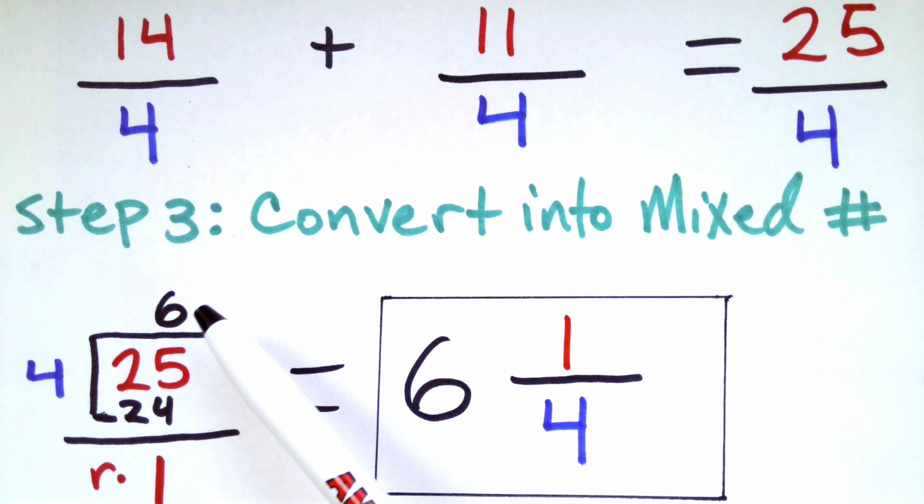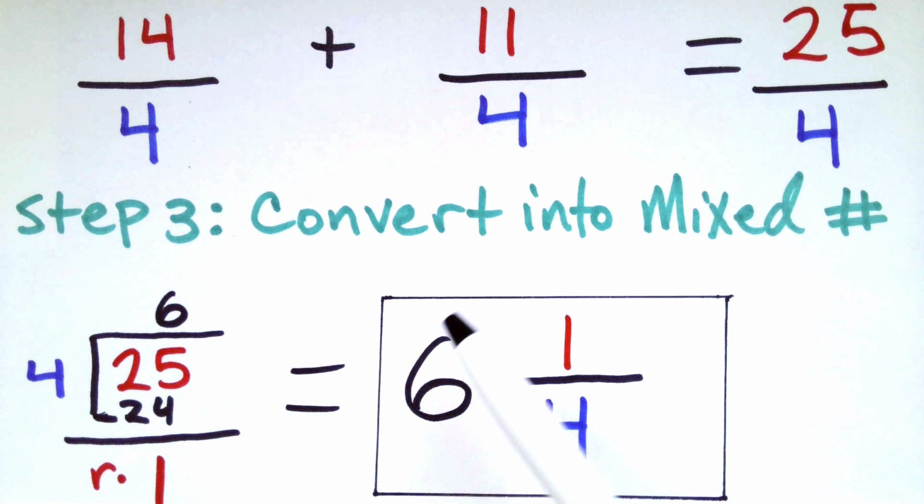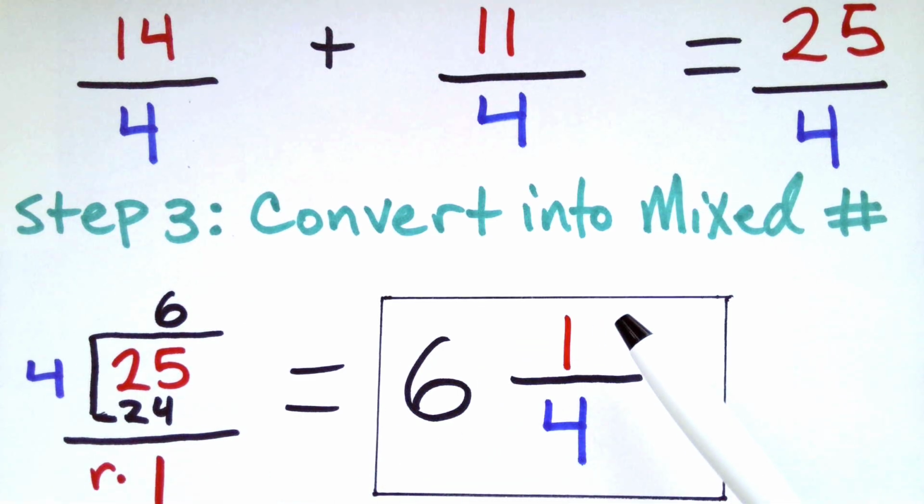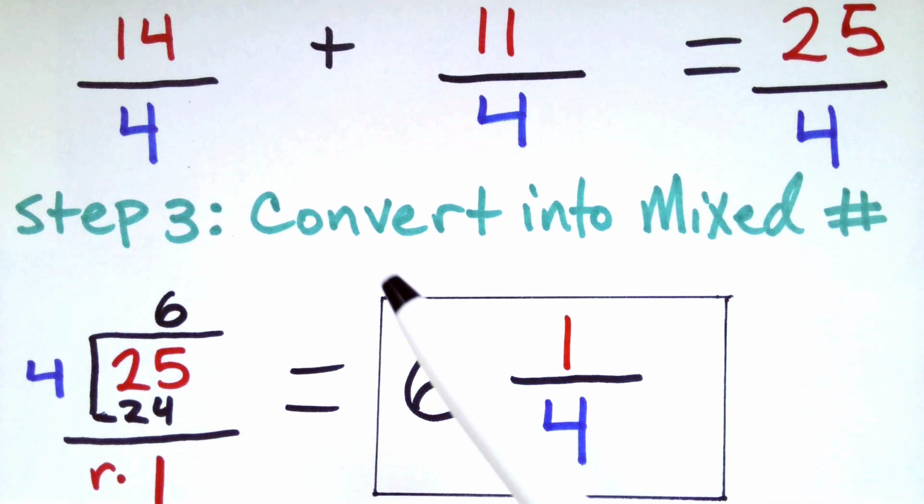So remember the formula. The number above the divisor bar is my whole number, 6. My remainder of 1 is my new top number of the fraction, or my numerator. And of course, the denominator stays 4 throughout, including your answer. So 25 fourths and 6 and 1/4 are equivalent to each other. They're just two different ways of writing this particular value. So 6 and 1/4 is my final answer, converted into a mixed number.